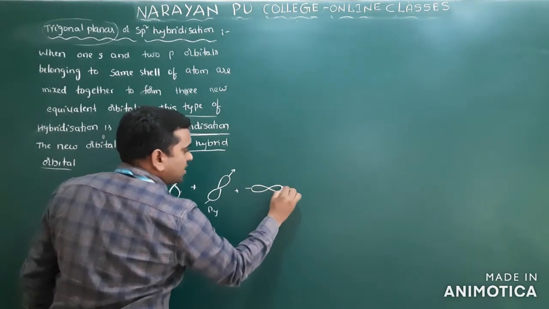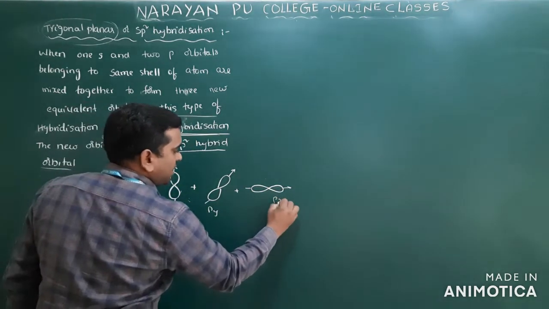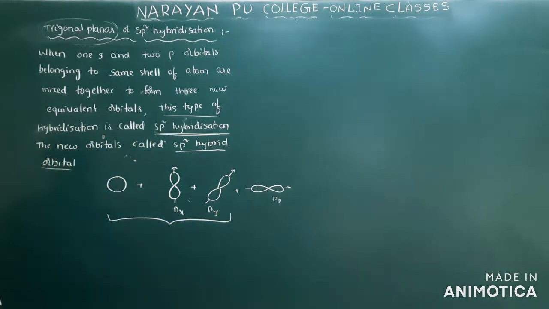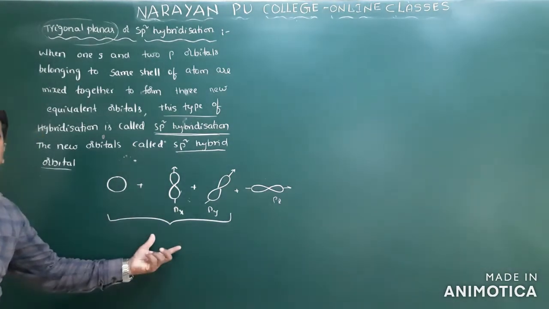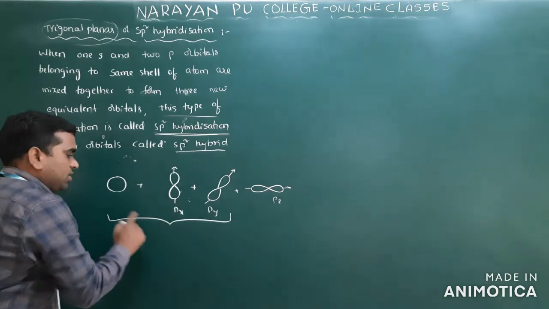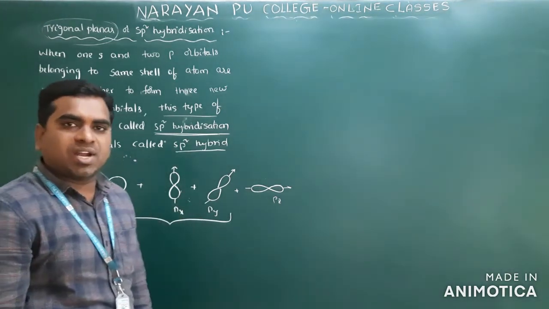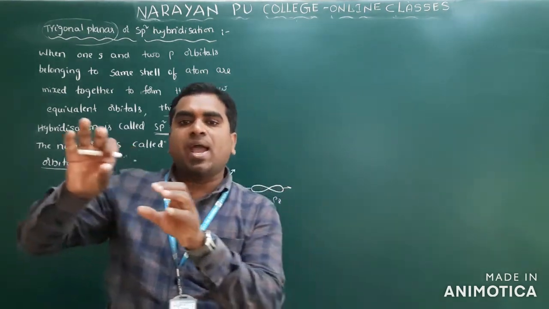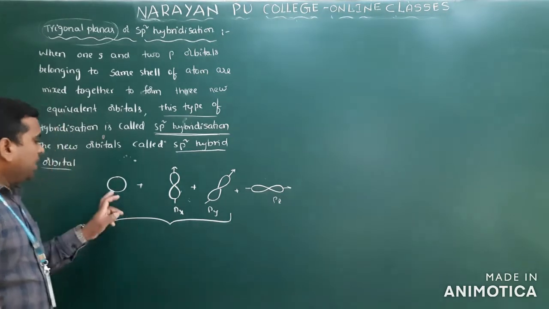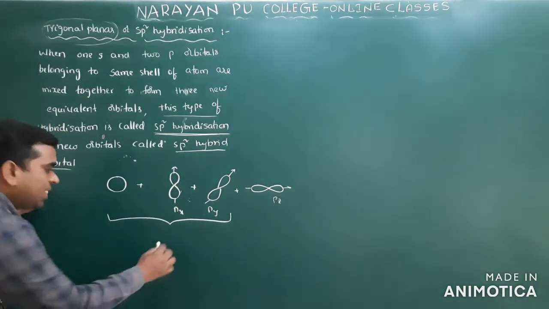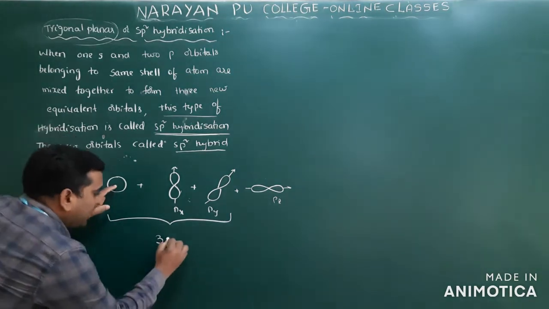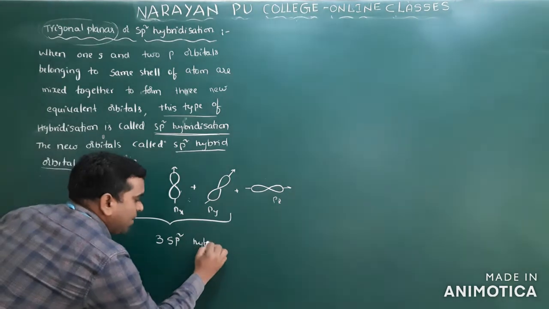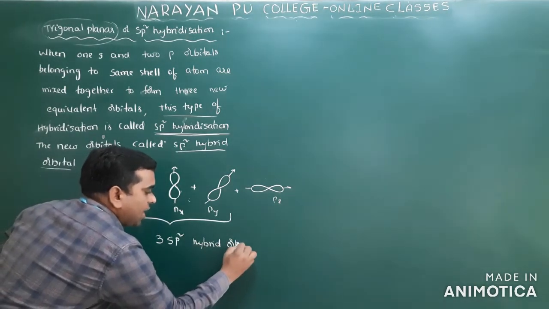But how many are mixed up here? Any two p orbitals, which means one s and two p orbitals mix up and give here three new orbitals. 1, 2, 3. I already mentioned the hybridization condition: however many atomic orbitals are involved in the hybridization, that many hybrid orbitals will be formed. So here 3 are involved, so how many hybrid orbitals will form? 3 sp2 hybrid orbitals will form.